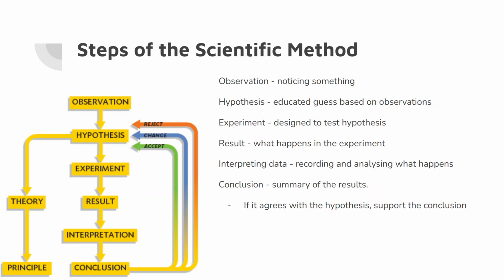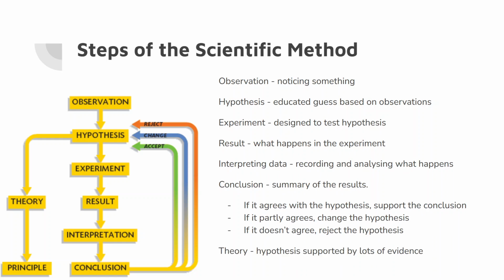Your conclusion is going to be a summary of what happens. And then if your conclusion agrees with your hypothesis, then you support the hypothesis. If it kind of agrees, then you can change your hypothesis. And if it doesn't agree, then you reject your hypothesis. Then you have a theory, which is a hypothesis that's been supported by a lot of evidence and experiments. And a principle is a theory that has been proven to be true over time.